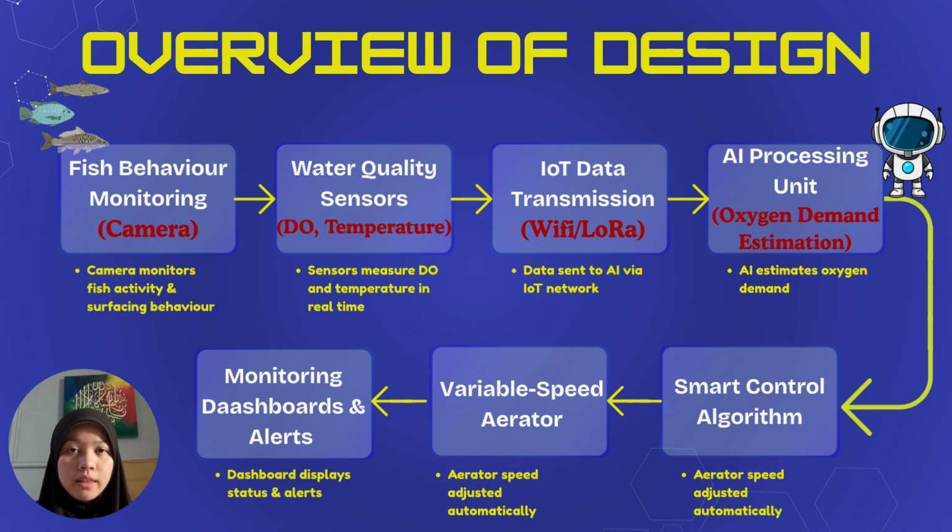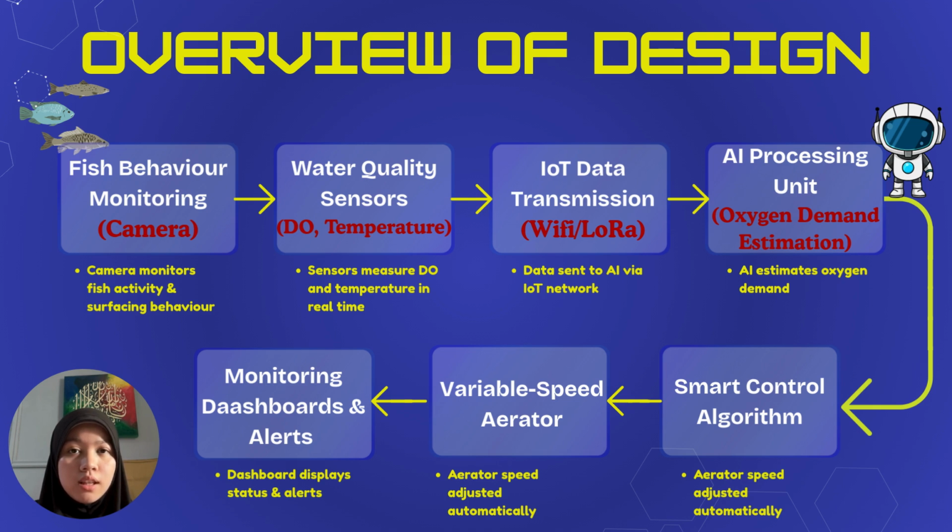Now, I will explain the overview of the system design. First, a camera placed above or inside the pond continuously monitors fish behavior such as swimming speed, fish density, and surfacing activity. These behaviors are important indicators of oxygen demand. At the same time, water quality sensors, including dissolved oxygen and temperature sensors, collect real-time environmental data from the pond. All the collected data is then transmitted through an IoT network to a cloud or edge-based AI processor.